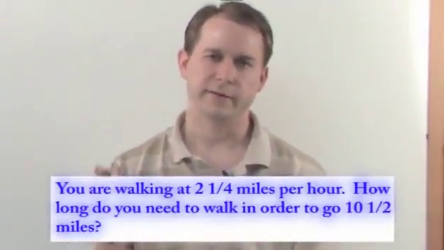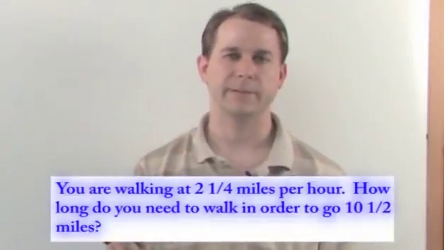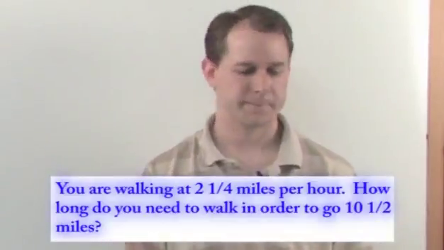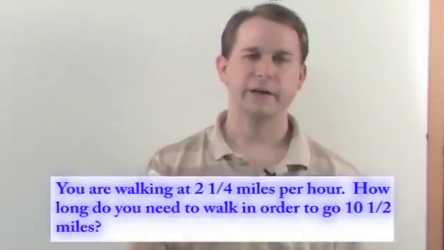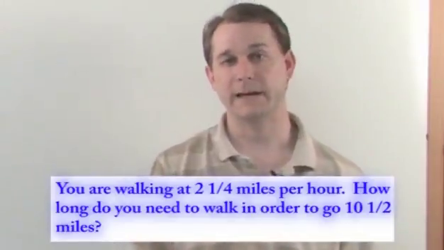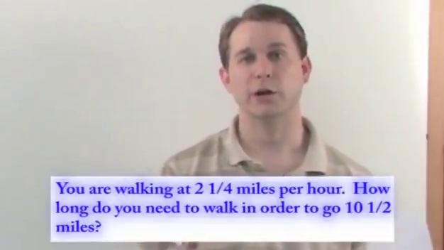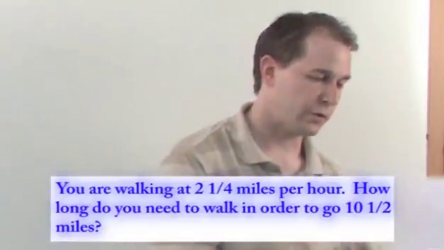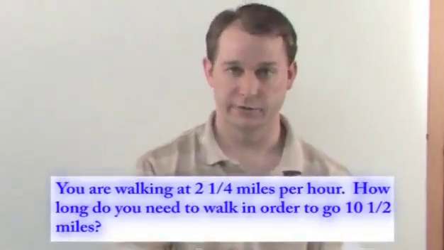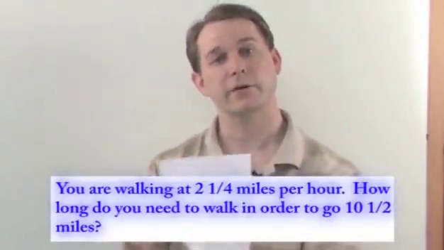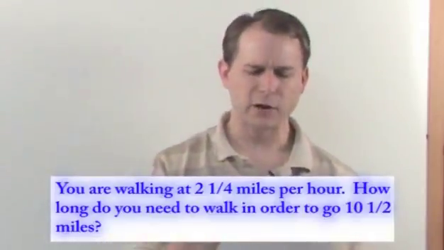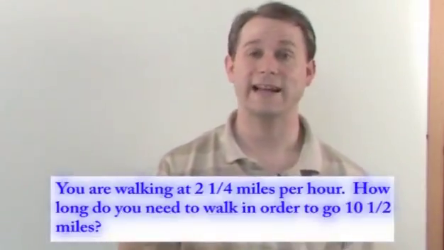There's two ways to tackle this. The first way, let's just think about it logically, and the second way will be units, okay? So the first way, I'm walking at 2 1/4 miles per hour. That means that every hour I go another 2 1/4 miles. So I go 2 1/4 miles, the next hour I go another 2 1/4 miles, next hour I go another 2 1/4 miles. How long does it take for me to walk 10.5 miles?